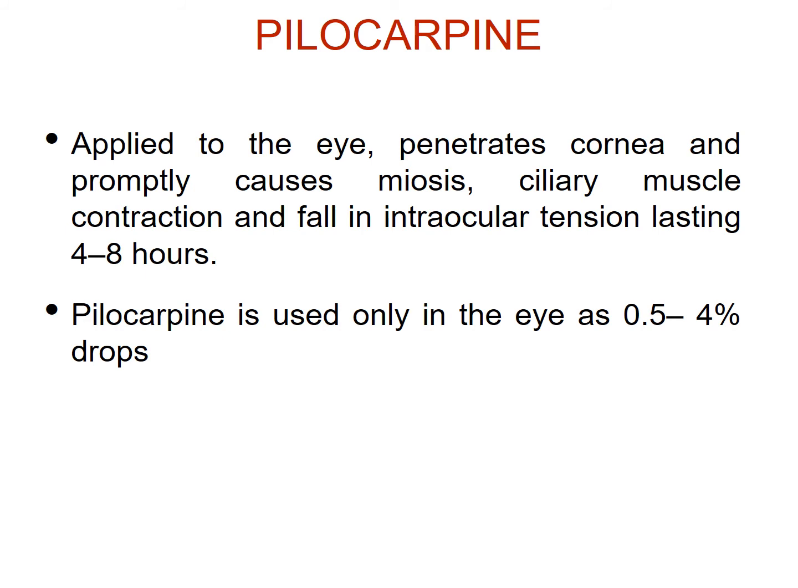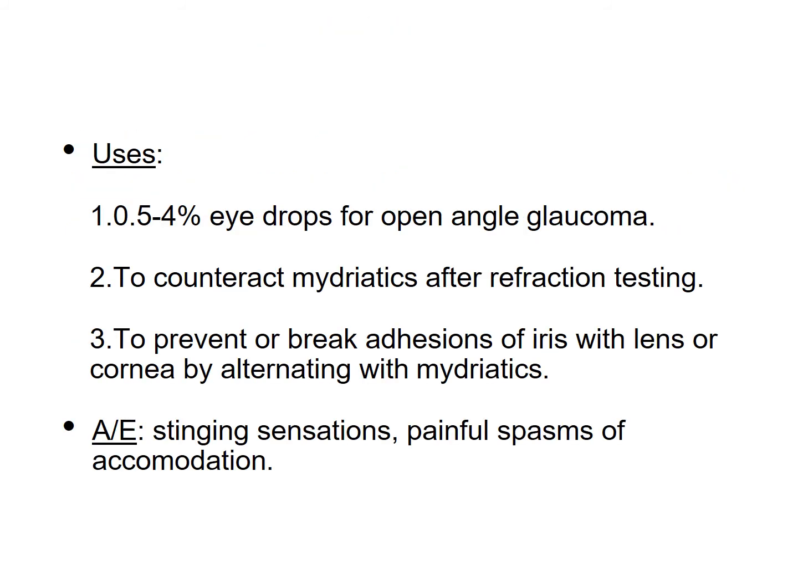It is used in a dose of 0.5 to 4% eye drops. So what are the uses of this pilocarpine? It is used in open angle glaucoma because of its action to increase the outflow by opening the angle and increasing alignment of the trabecular meshwork. Next is to counteract the mydriatics after refraction testing.